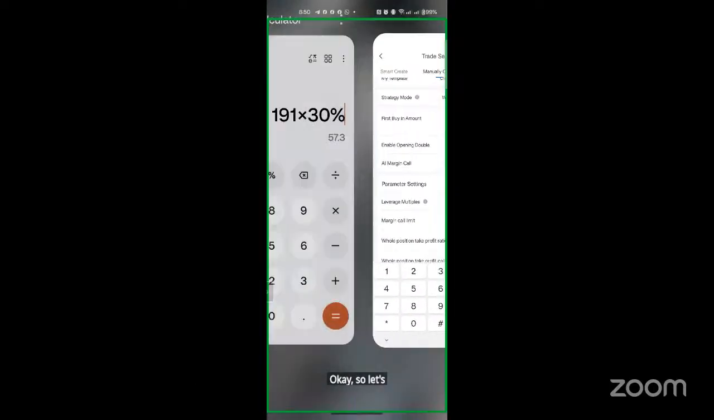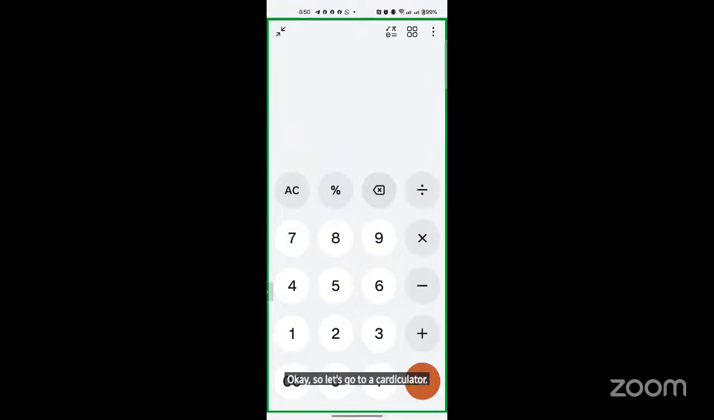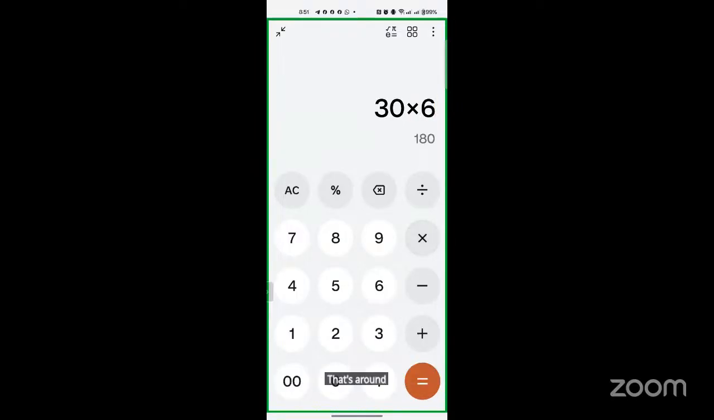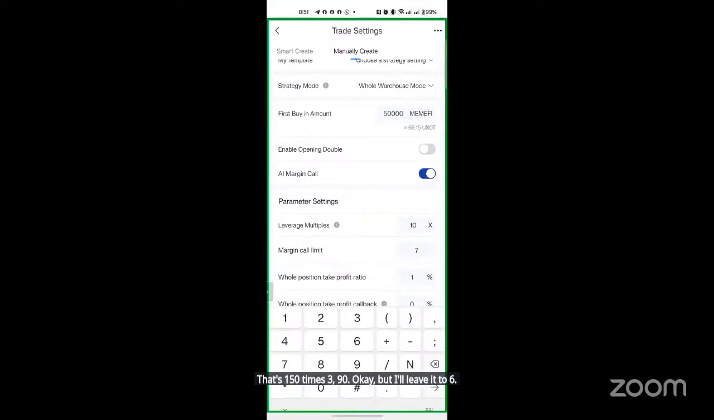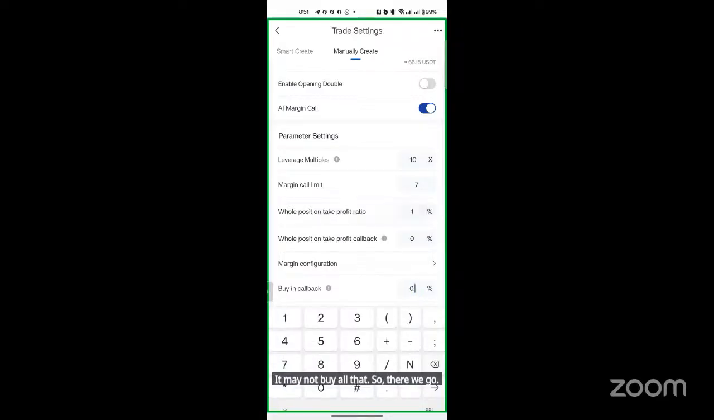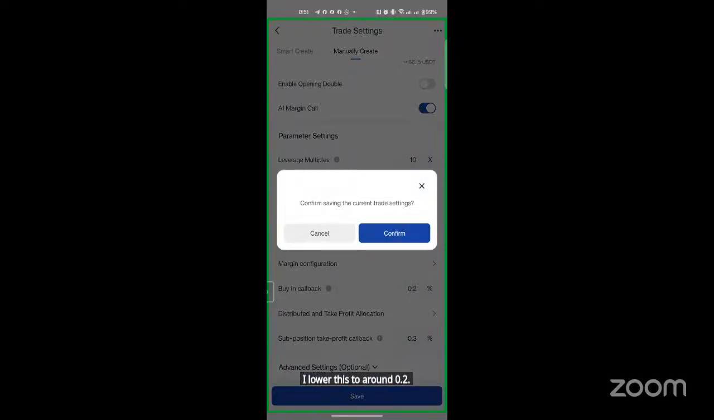So let's go to a calculator. 2 plus 4 plus 8 plus 16, at least 4 margin calls times 6. That's around 180. Okay. What about times 5? That's 150. Times 3, 90. Okay, but I'll leave it at 6. It may not buy all that. So there we go. I lower this to around 0.2 or 0.01.